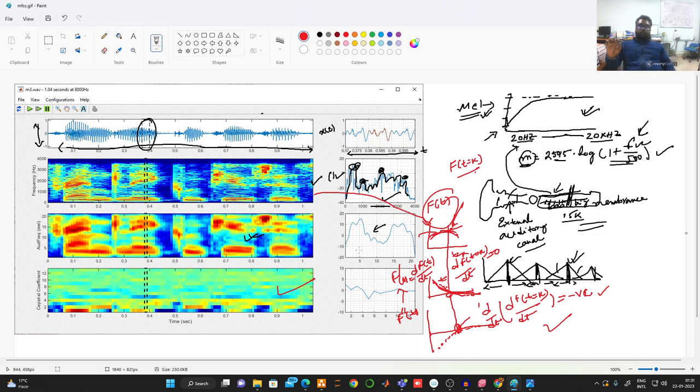So that is the first order differentiation. If you do it on the MFCC, then it's called delta MFCC. And if you do the second order differentiation, not partial differentiation, you'll get the delta delta MFCC.